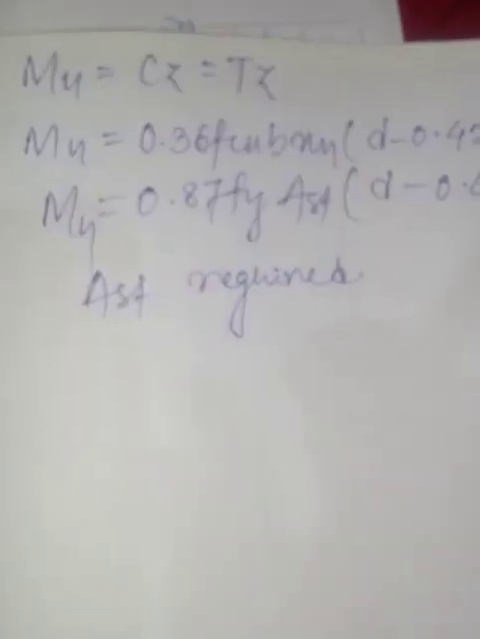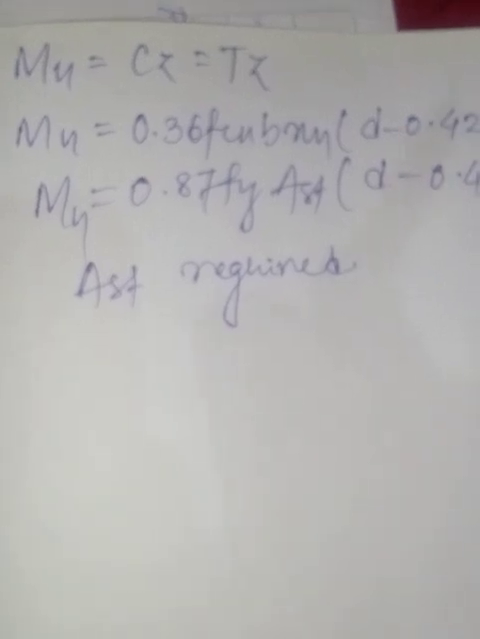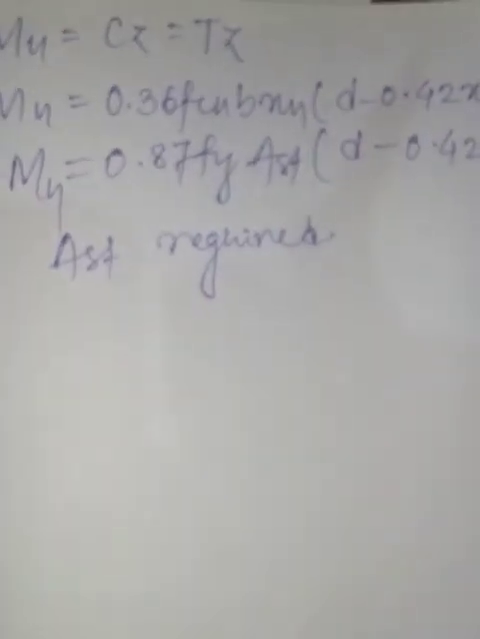If it is over reinforced, we will check XU equal to XU limiting, and once again we will design, find out Mu limit, then using Mu limit we will find Ast.